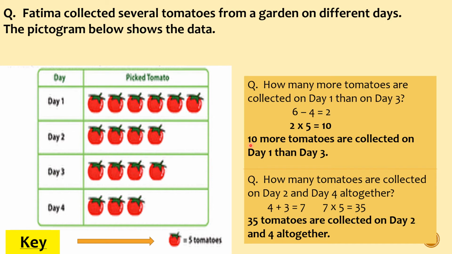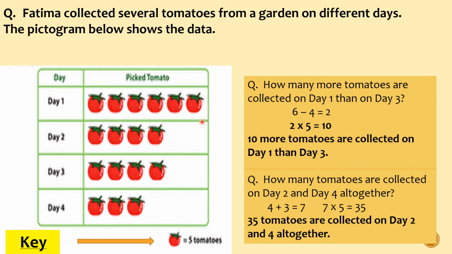Either you can go for this method, or you can go for the short method. What is the short method? First look at the pictures and count them. Let's subtract the pictures first. 1, 2, 3, 4, 5, 6 pictures here. And how many here? 1, 2, 3, 4. What is 6 minus 4? 6 minus 4 is 2. Now I know that 1 tomato picture means 5. So what would 2 pictures mean? 2 multiplied by 5 is 10. My answer is 10 tomatoes. 10 more tomatoes are collected on day 1 than on day 3.